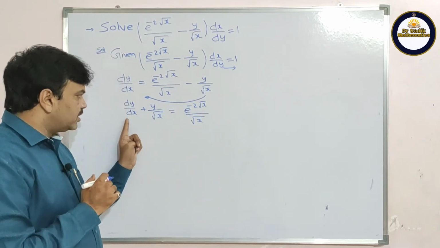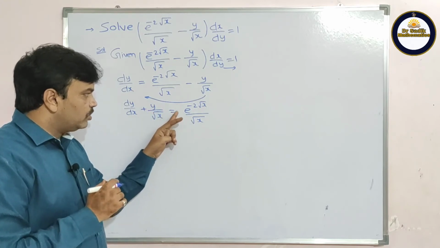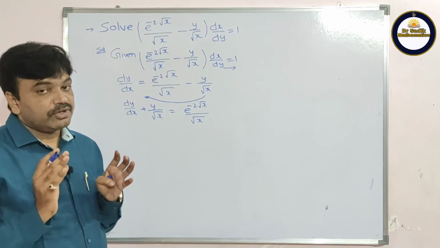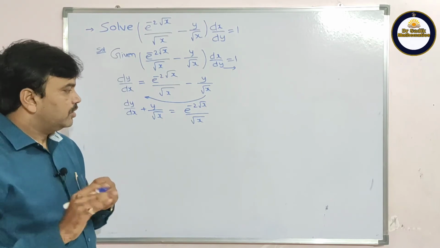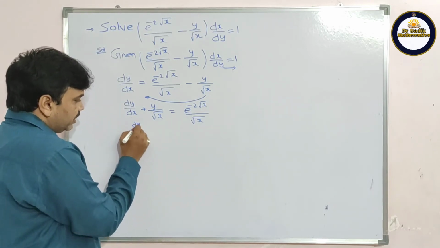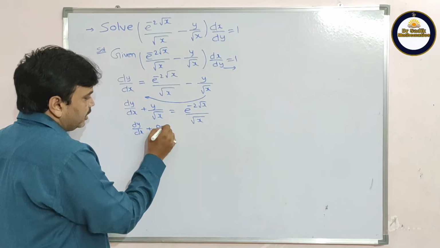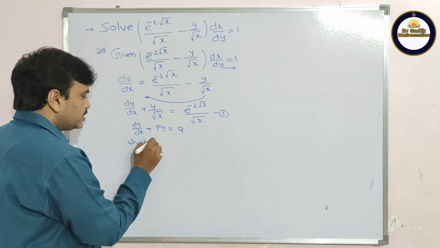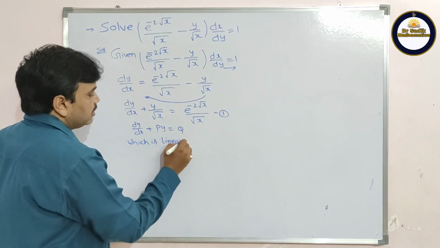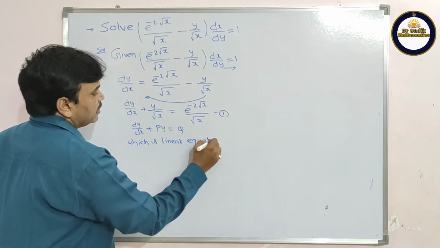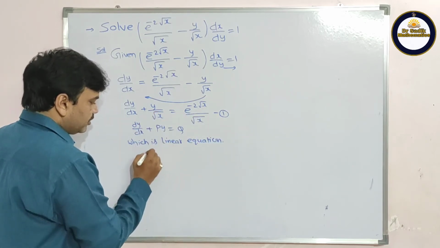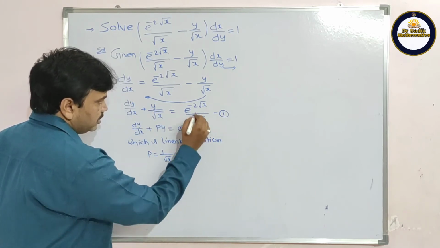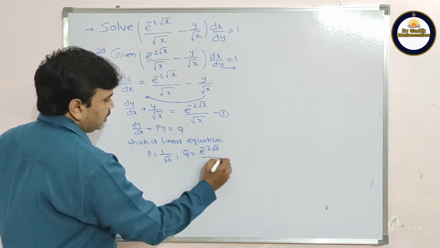Now see, friends, dy by dx plus py, that is equal to q. This is now a linear equation, right? This is like dy by dx plus py equal to q. So this is the linear equation. What is p, friends? Come on, tell me p. 1 by root x. And q, friends, is e power minus 2 root x by root x.